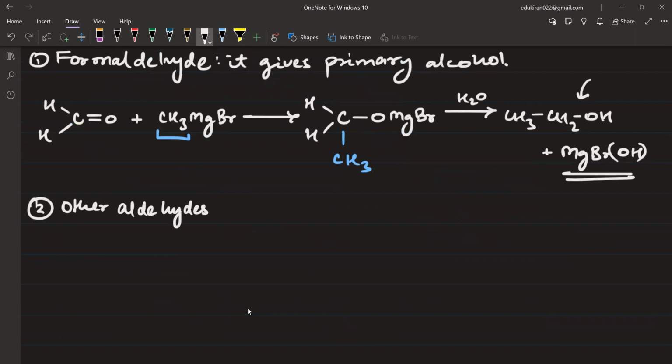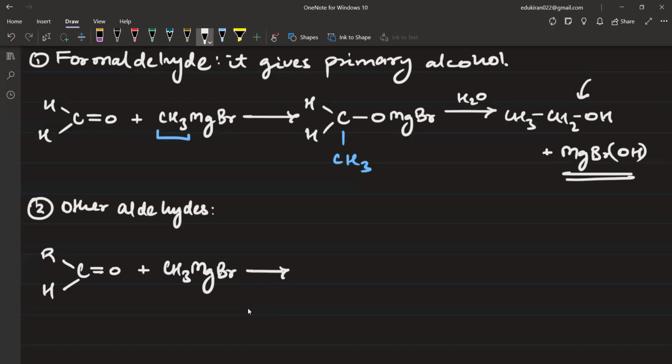Start thinking about this yourself now, right? We will have carbon double bond O. Now in this, one of the bonds will be with an R group. Let me write R here only, and another will be hydrogen. This is an aldehyde. Plus, if I add CH3MgBr, look at the pattern. What is going to happen?